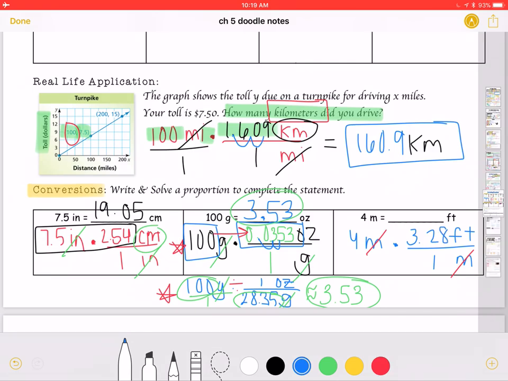So now I would just take 3.28 and multiply that by 4. So 4 meters is about 13.12 feet. And that's our answer. So these are all our answers up here. Let me fill that in. So make sure you have those set up. That is conversions. So that's converting from one unit to another. Let us know if you have any questions.